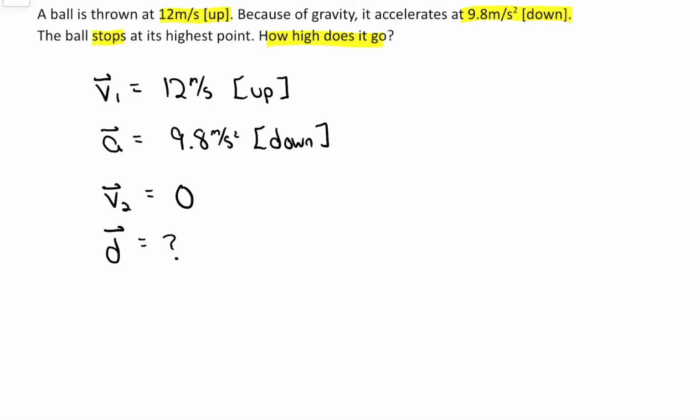Before I get to the equation, we've got to deal with this up-down thing. We did it before when we did relative motion, when we considered things going in opposite directions, running up a down escalator, things like that. To deal with opposite directions when we have vectors, we have to give them opposite signs. I really don't care which one becomes positive and which one becomes negative, but in this case, between the 12 and the 9.8, since they're opposite directions, one of them has got to be negative.